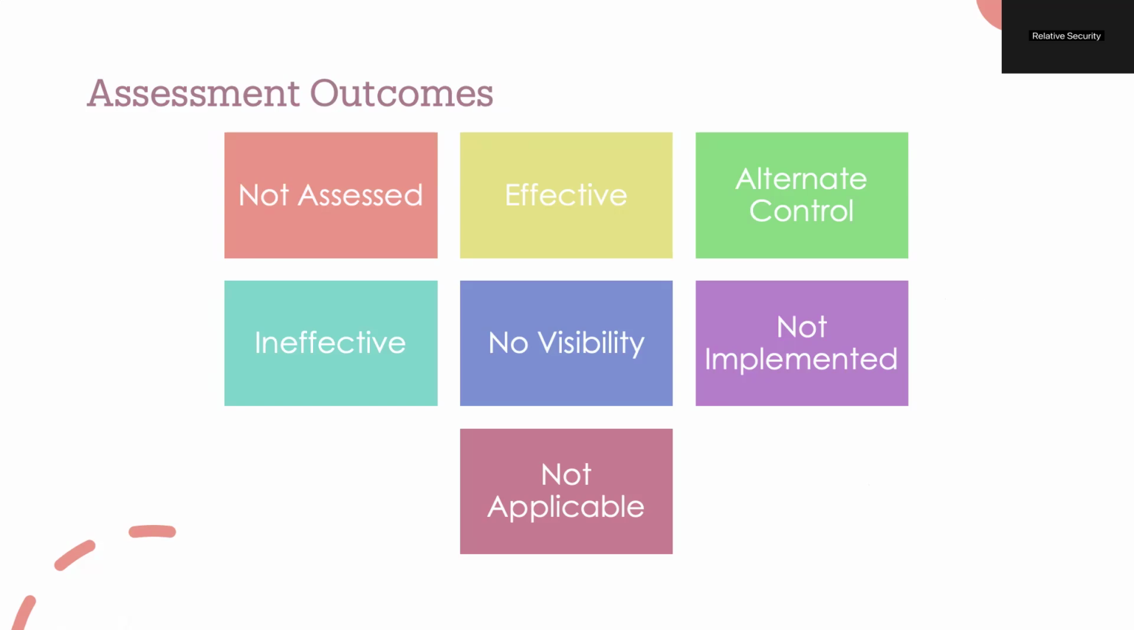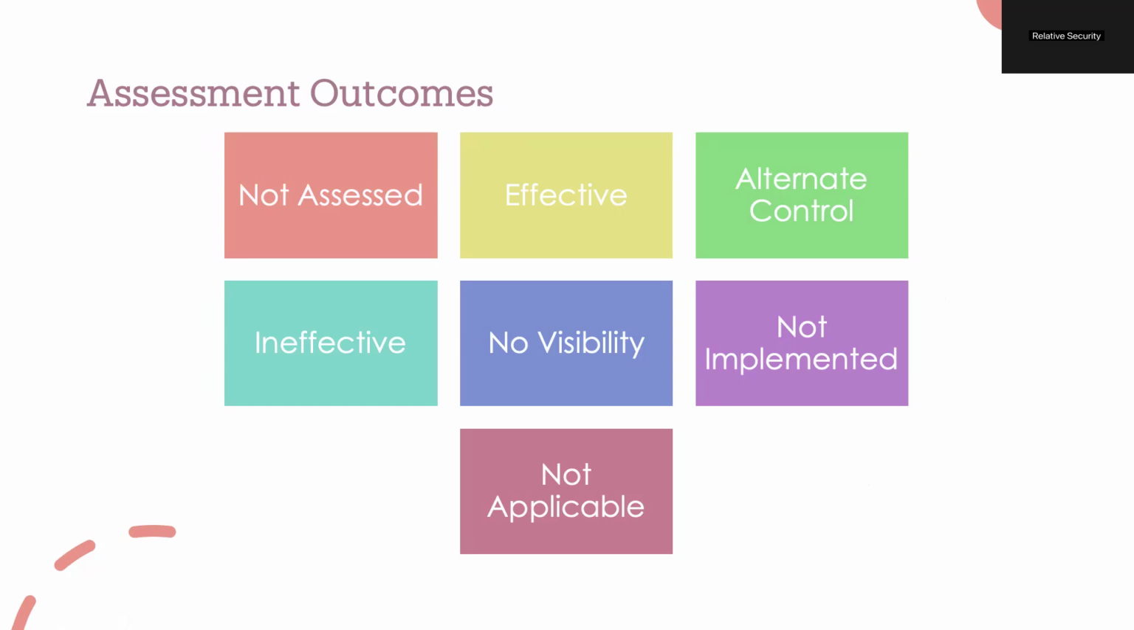So once this assessment has been completed, the assessor has seen the evidence, then there is an outcome. There are certain outcomes. For example, it was not assessed, effective, alternate controls were applied, it is ineffective, or the assessor doesn't have any visibility, or the controls weren't implemented at all. So let's talk about not assessed before any other. Not assessed just means nobody's checked it yet. Like, yeah, there is a password policy written down, but no one's actually reviewed it.